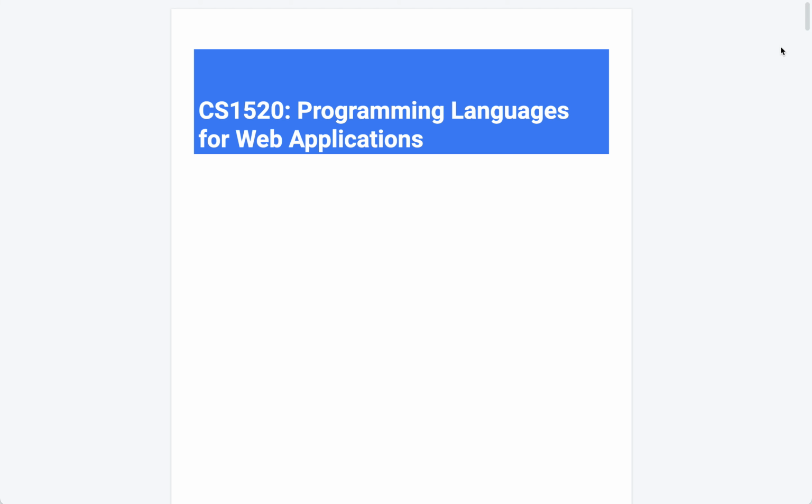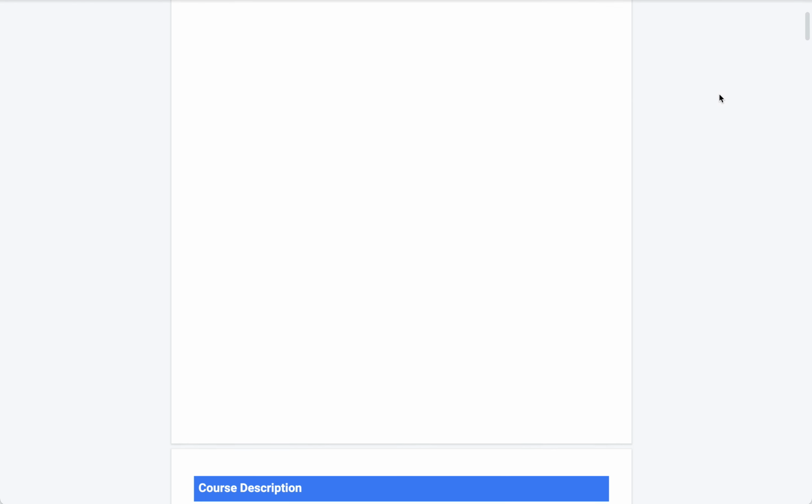Welcome to CS1520, Programming Languages for Web Applications. In this class, we're going to learn quite a bit about web development working in Python, HTML, CSS, and JavaScript. So let's take a look at this syllabus.